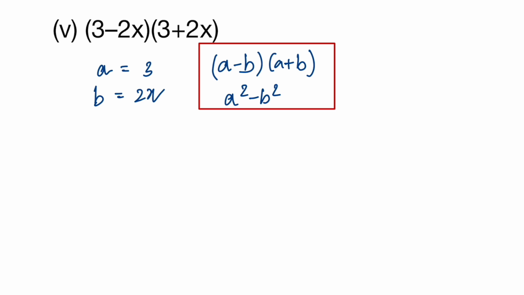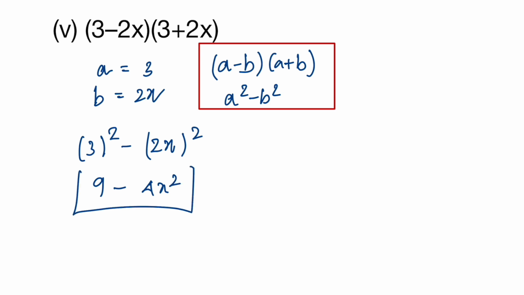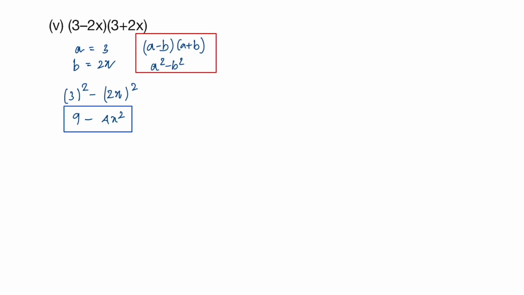So in this case a is 3, right? So it becomes 3 squared minus b is 2x, so minus (2x) the whole squared. So 3 squared is 9. (2x) the whole squared is 4x squared. So 9 minus 4x squared is the answer to this question. It's very simple. You are just using this identity (a plus b) into (a minus b) is equal to a squared minus b squared.